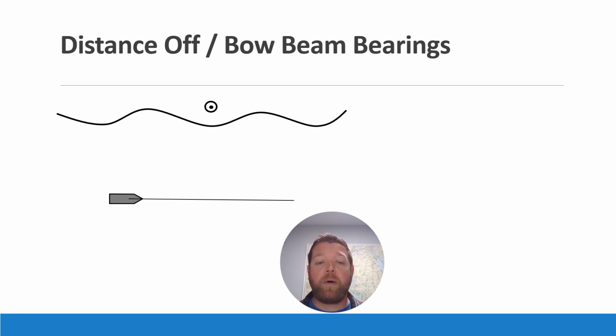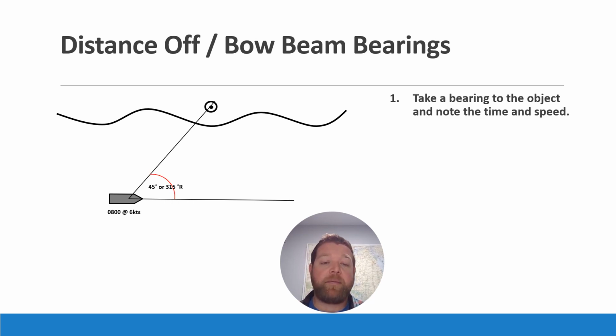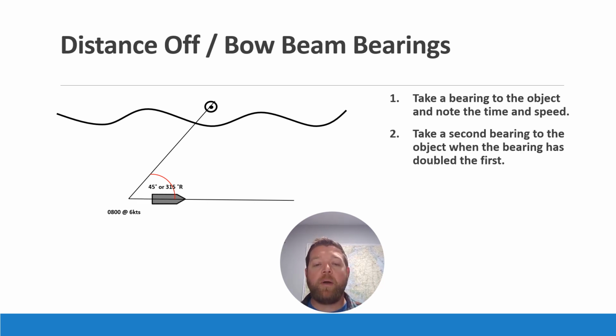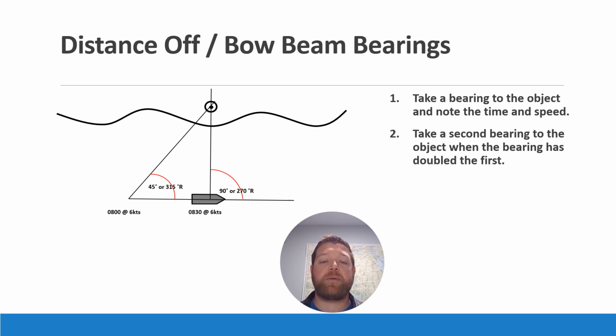So here we are cruising along. It's going to say you sight this light at a bearing of either 045 or 315 degrees relative. This type of bow beam bearings works on a lot of different relative bearings, but we're only going to be using the 45 and 315, and then we'll see what the double is here. So it's saying at 8 o'clock we're at 6 knots, and we sight this light at that bearing. We're going to take a second bearing when we hit the doubling point, so 090 or 270 degrees relative.